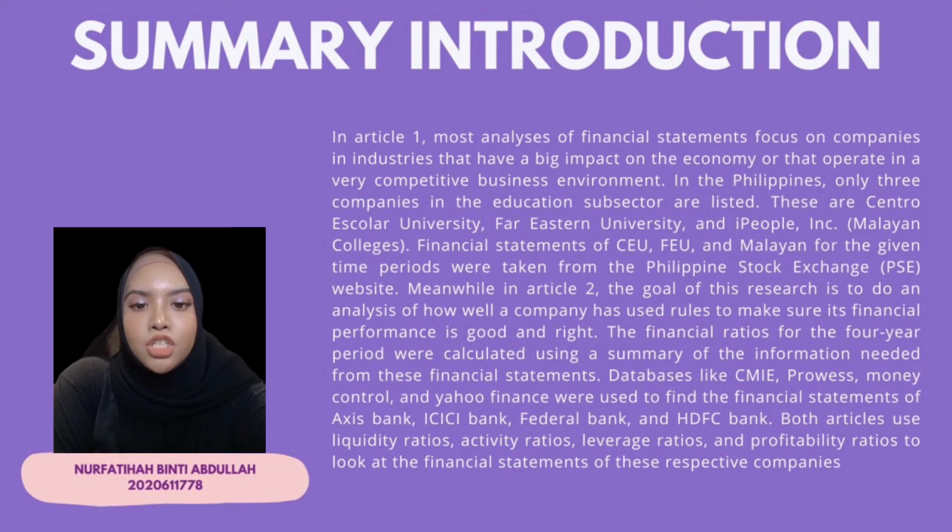Meanwhile, in Article 2, the goal of this research is to analyze how well a company has used rules to make sure its financial performance is good and right. The financial ratios for the 4-year period were calculated using a summary of the information needed from these financial statements. Databases like CMIE, Prowess, Money Control, and Yahoo Finance were used to find the financial statements of Axis Bank, ICICI Bank, Federal Bank, and HDFC Bank.